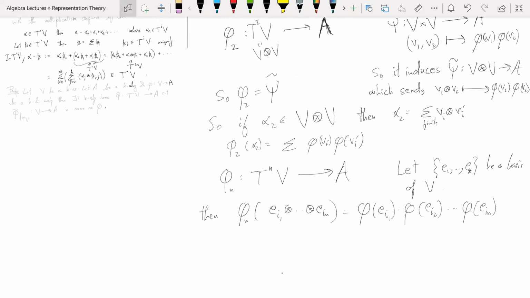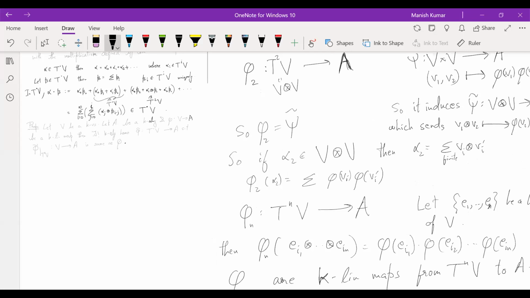So the phi n's are K-linear maps of vector spaces from Tn V to A. Okay. So far so good.